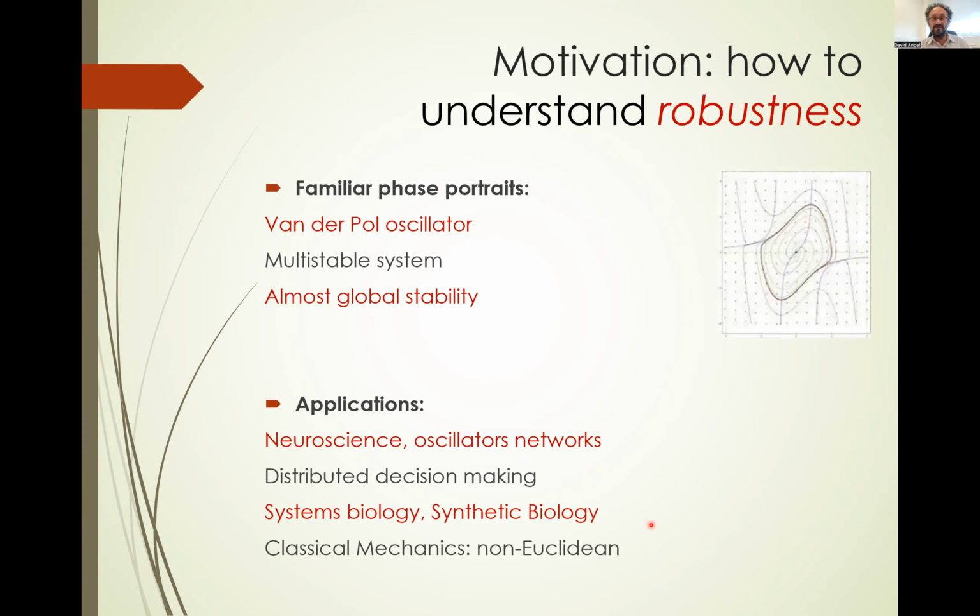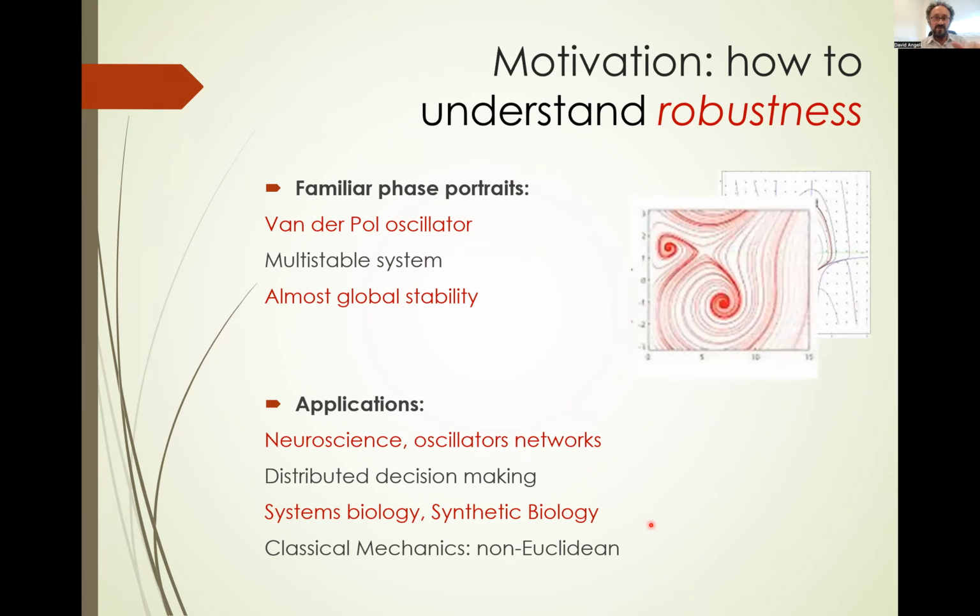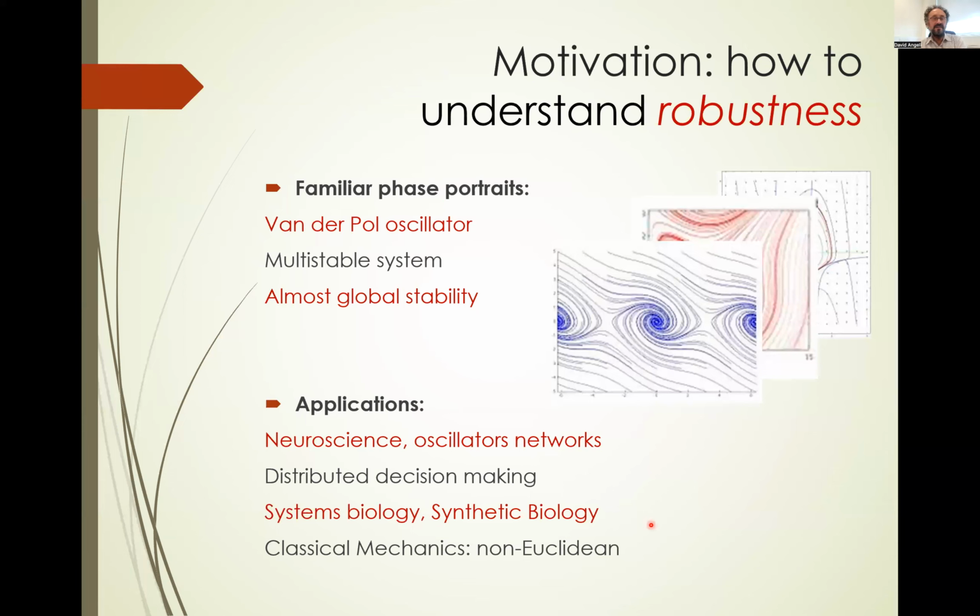So for instance, we would like to talk about robustness of very familiar phase portraits, such as the van der Pol oscillator, maybe a multi-stable system where you've got two stable equilibria and one unstable equilibrium somewhere, and yet you would like to see what happens under disturbances, or maybe even almost global stability, like in this case, a pendulum phase portrait. When you look at it over the cylinder, one equilibrium is almost globally asymptotically stable, the other is a saddle point, so it only attracts a zero measure set of initial conditions. And yet, what happens when we apply disturbances to such systems?